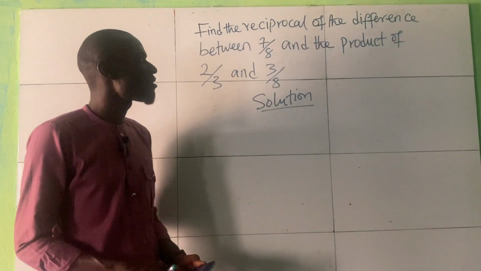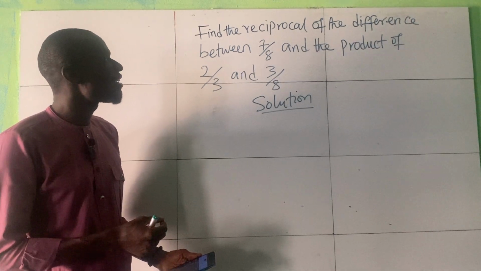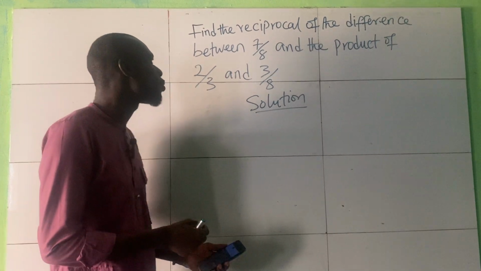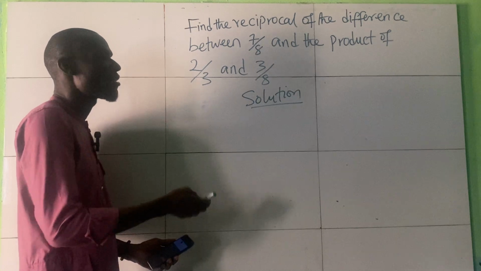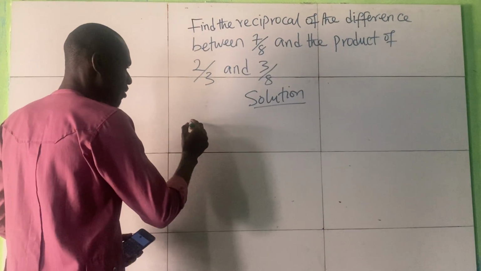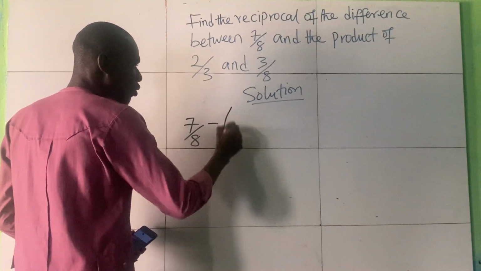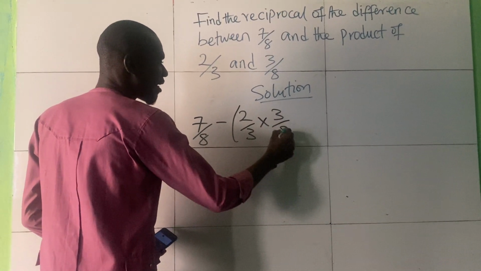Hallelujah Maths class. Looking at the board, we have a problem. We have to find the reciprocal of the difference between 7 over 8 and the product of 2 over 3 and 3 over 8. Now let us represent this mathematically. It simply means 7 over 8, the difference of the product of 2 over 3 and 3 over 8.